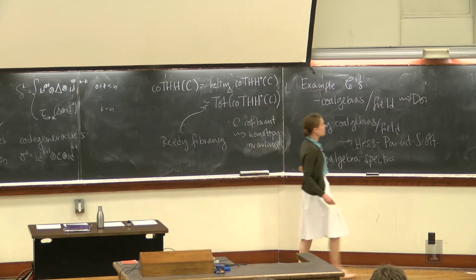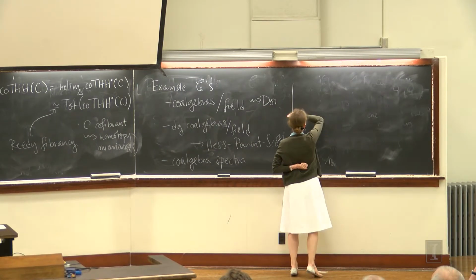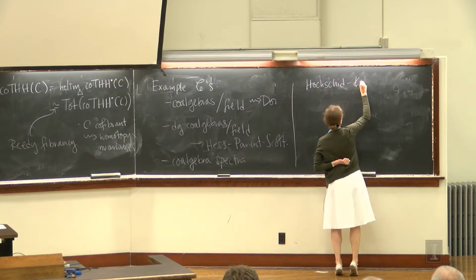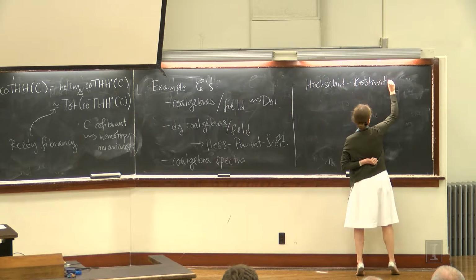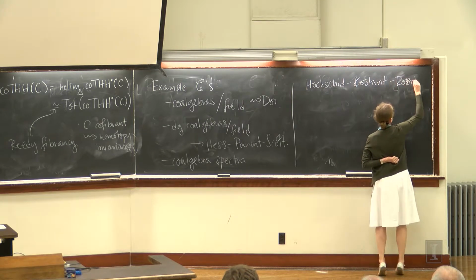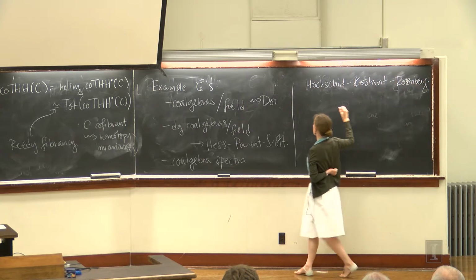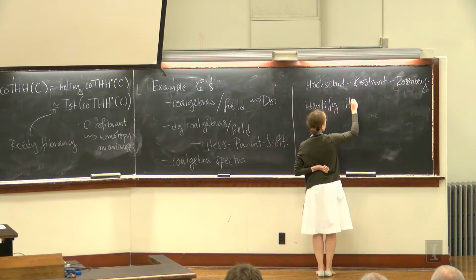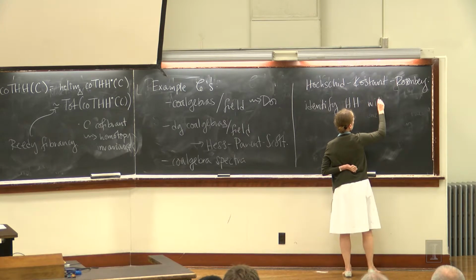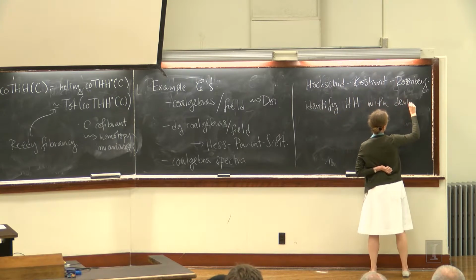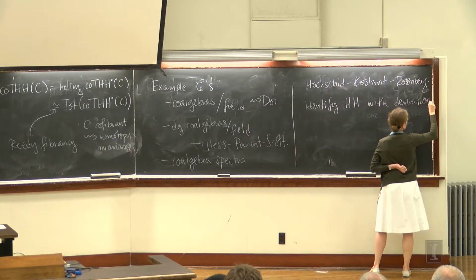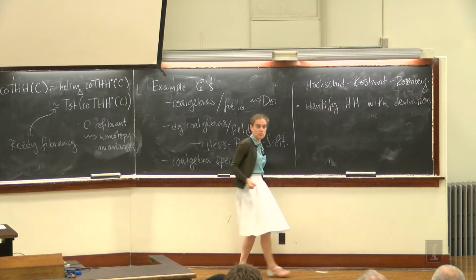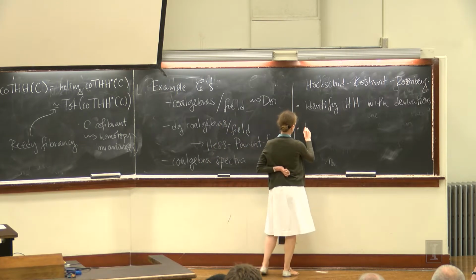So let's draw a little line here. And let's say the Hochschild-Kostant-Rosenberg theorem. This is saying that we can identify HH with derivations. So it's giving us maybe a calculational way to think about what Hochschild homology is calculating. There's a topological version, as I alluded to.